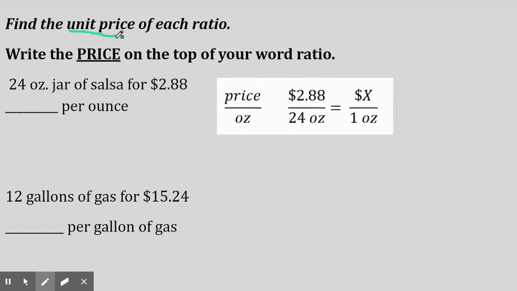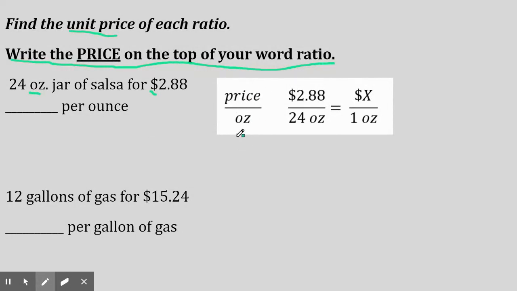For unit price, write the price on top of your word ratio. Trust me, it'll make your life a little easier. If you forget, it's all right, but try to remember to write price on top. So what am I going to do? Well, my first example says a 24-ounce jar of salsa for $2.88. I see money, that price, so I need to know price goes on top and the ounces goes on bottom. So I write that word ratio.